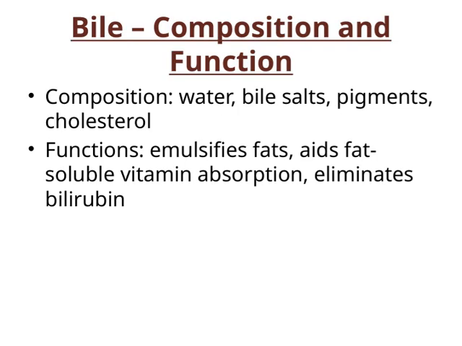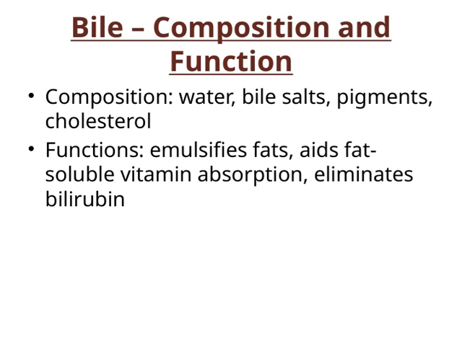Now let's take a closer look at bile, focusing on its composition and functions. Bile is primarily made up of water, which provides the base, but it also contains bile salts, pigments, and cholesterol. These components work together to perform several vital roles. For instance, bile emulsifies fats, breaking them down into smaller droplets, which makes it easier for our digestive enzymes to do their job. This process is essential for efficient fat digestion and absorption.